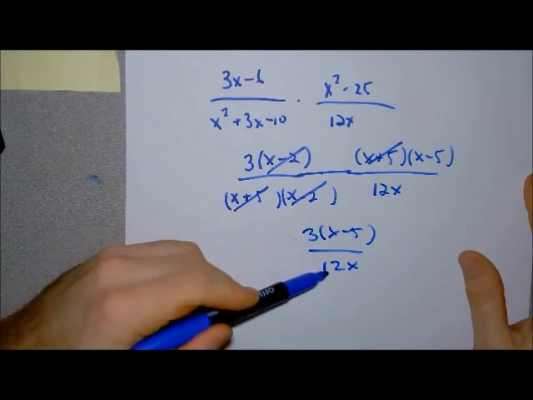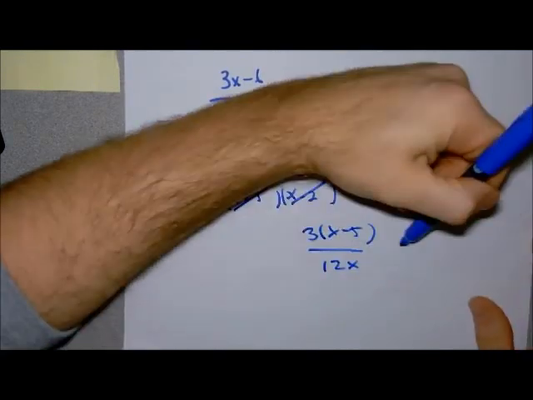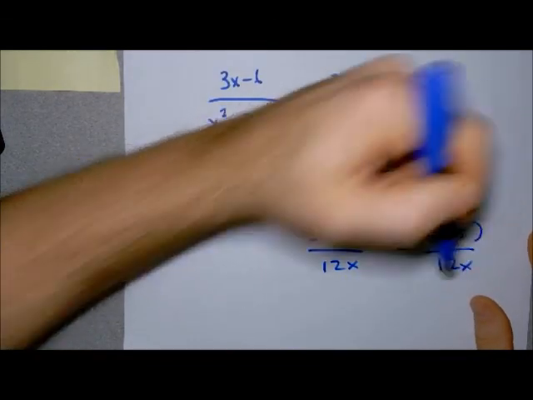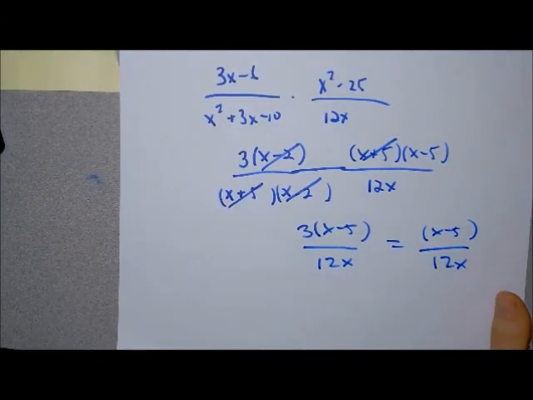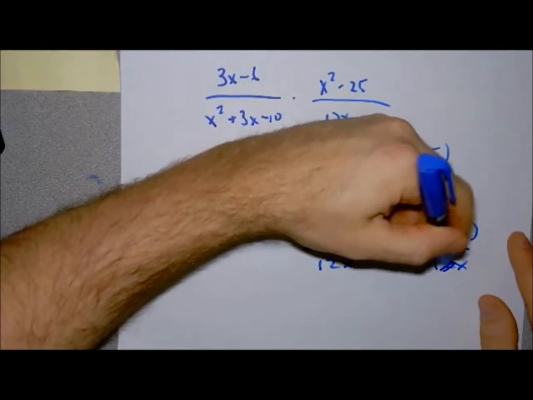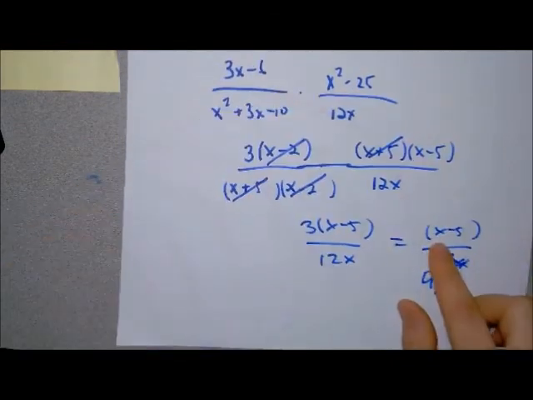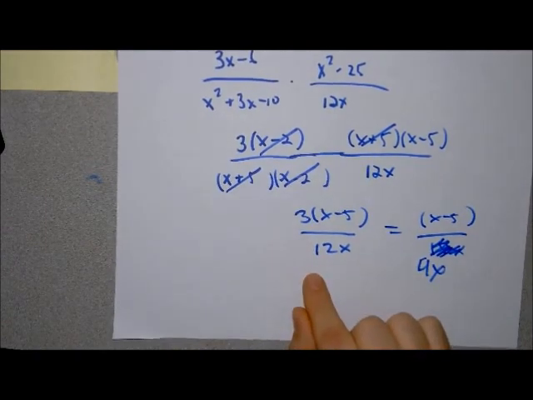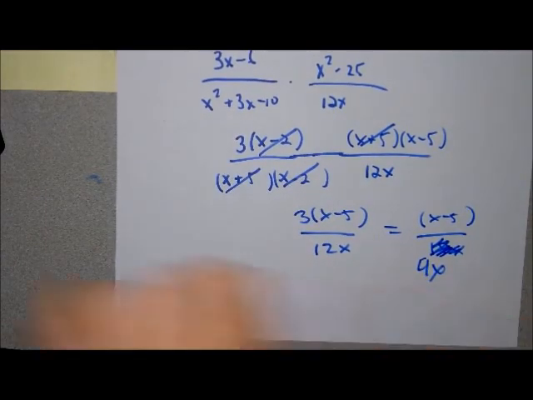The 3 and the 12 are both divisible. Final answer, x minus 5 over 4x, excuse me, thank you. x minus 5 over 4x. You got that by dividing our 3 and our 12 each by 3.